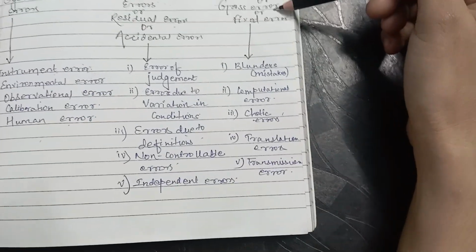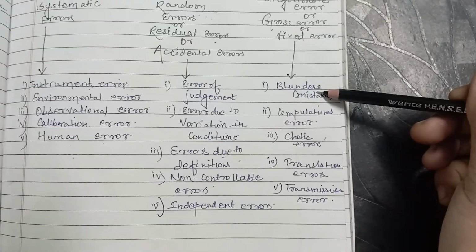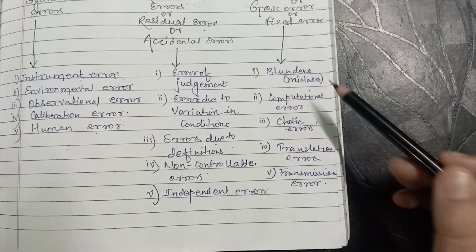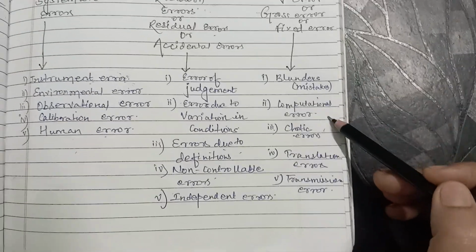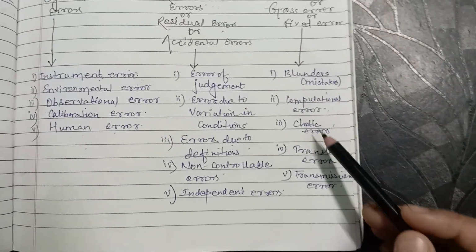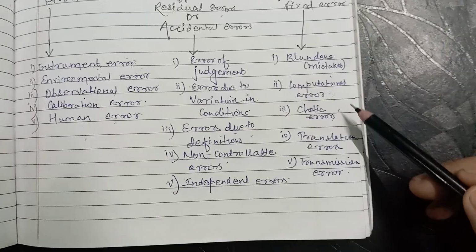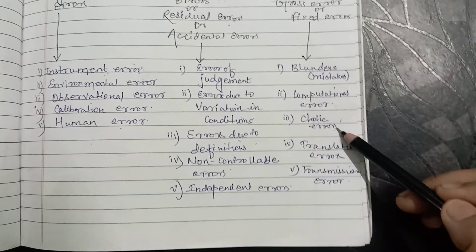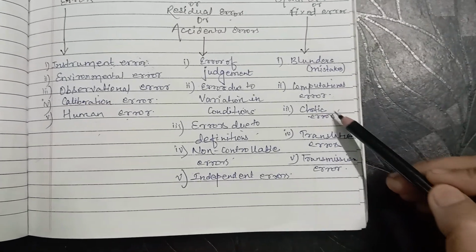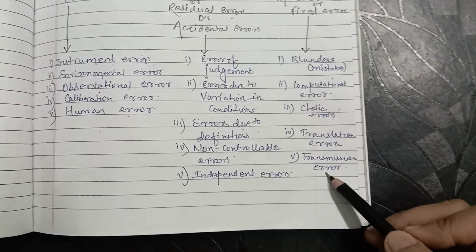And the third one, called the gross error or fixed error or illegitimate error, are like blunders, the big errors. This is blunders or computational error. The error that occurs during the calculation part is the computational error. And the chaotic error. Chaotic error is basically like in the initial phase we are doing it correctly, but in the later phase we are not taking the observation properly. So this kind of error comes under chaotic error. And then translation error and transmission error.